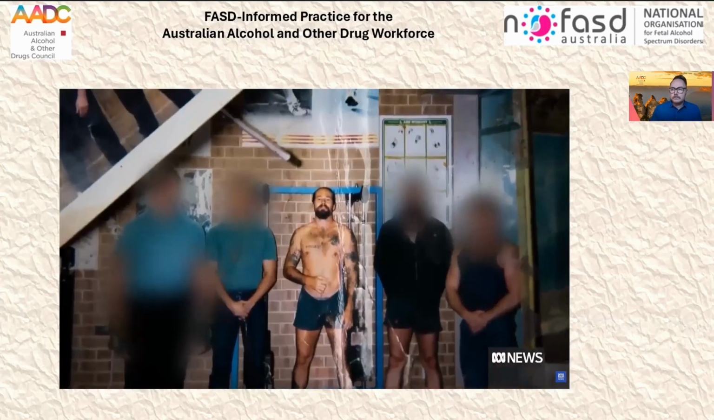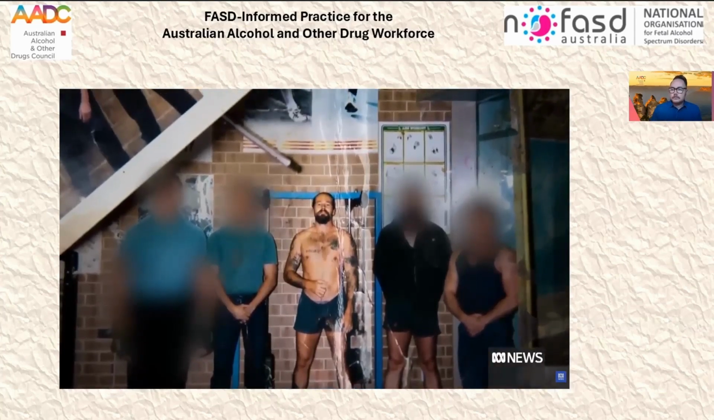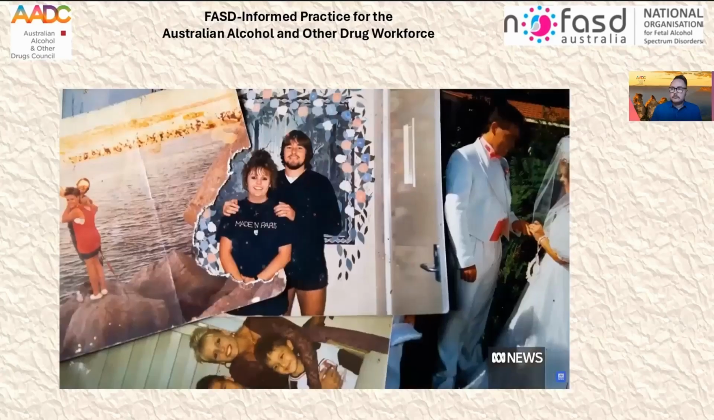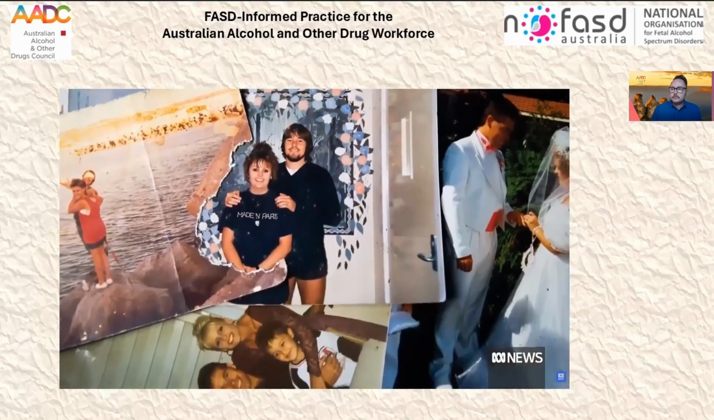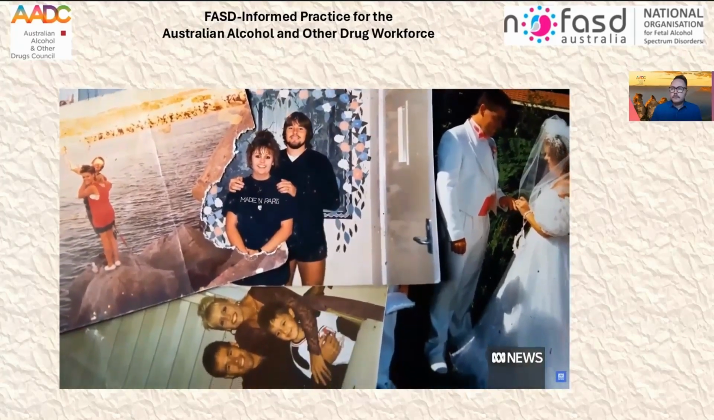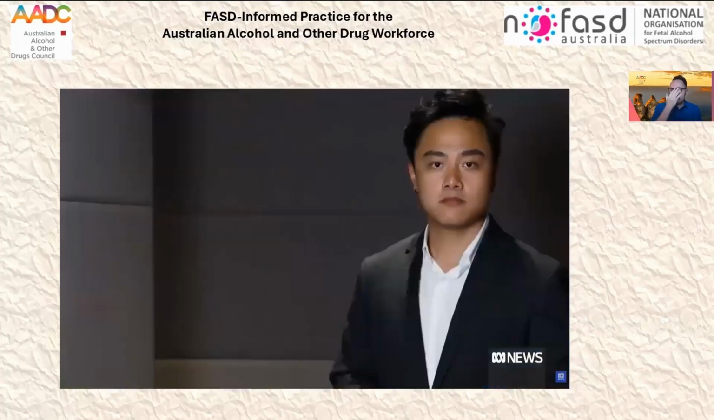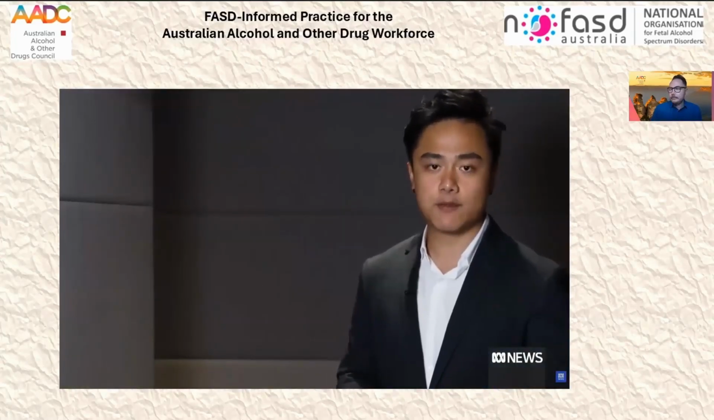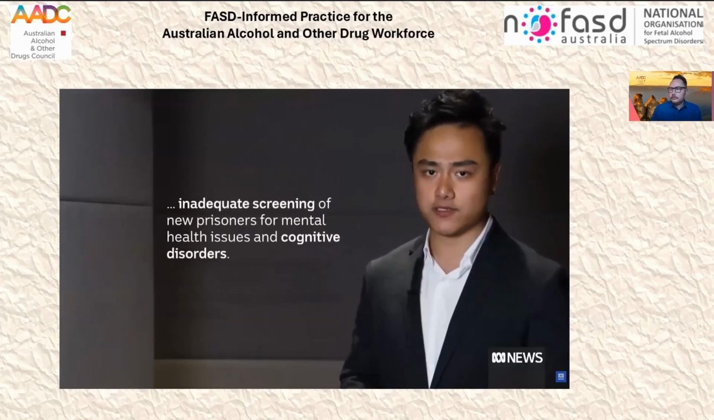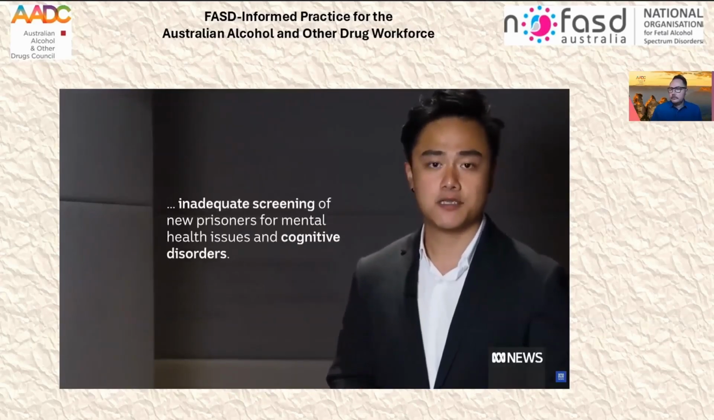Jeffrey was always known as a menace. He was angry at life and resentful of authority. He regrets his life of crime, but both he and his family wonder why he wasn't diagnosed earlier. The Inspector of Custodial Services has previously highlighted that WA prisons have inadequate screening processes for cognitive disorders.